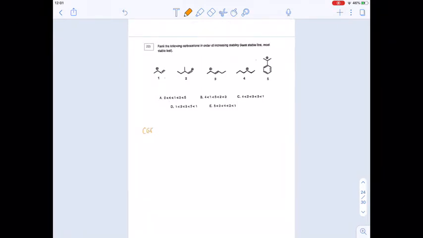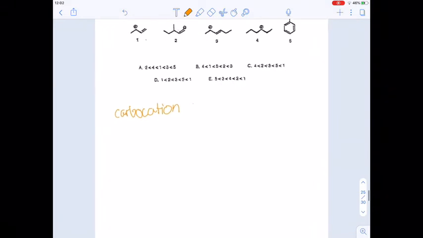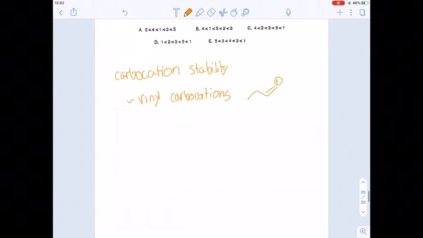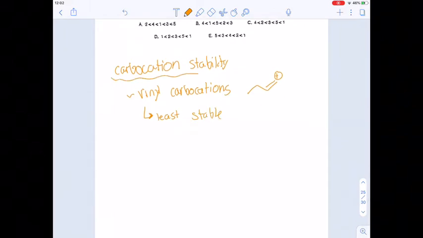Okie dokie. So multiple choice 22 asks us to rank the following carbocations in order of increasing stability. So that means the least stable is going to come first, and then the most stable is going to come last. So really quickly, carbocation stability and the things that impact it. The least stable things are going to be vinyl carbocations. These are carbocations that are located directly on a double or triple bond.